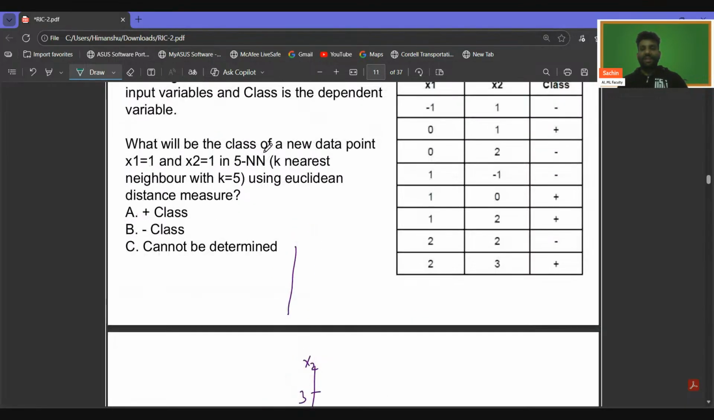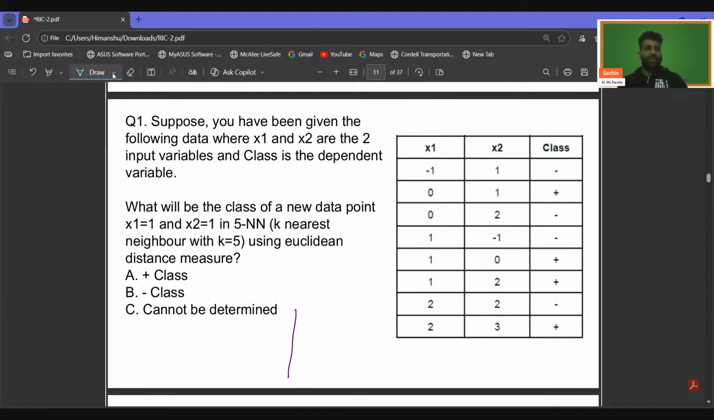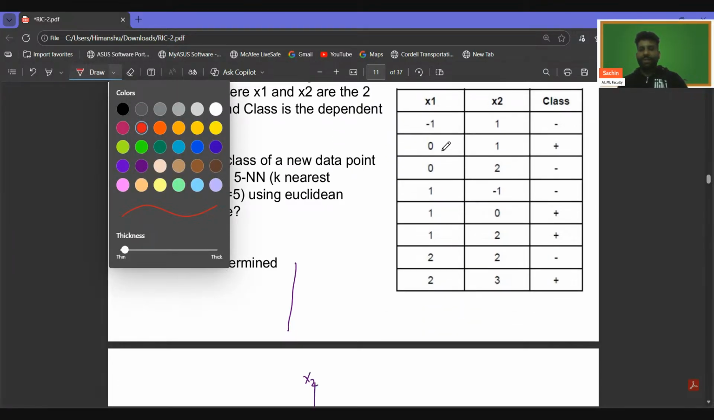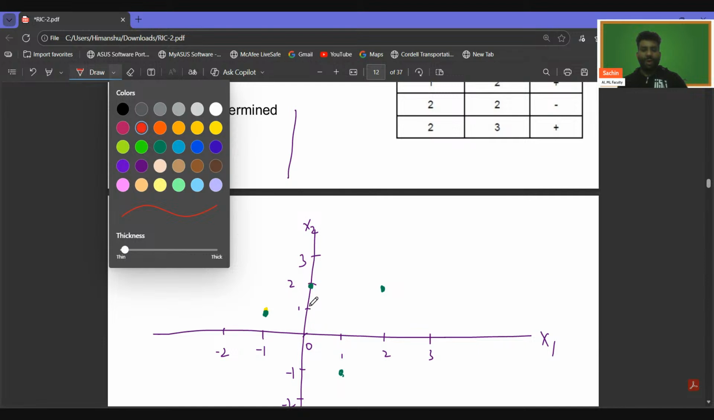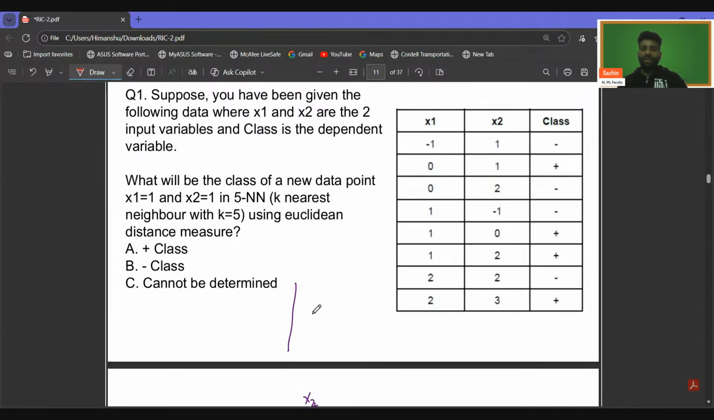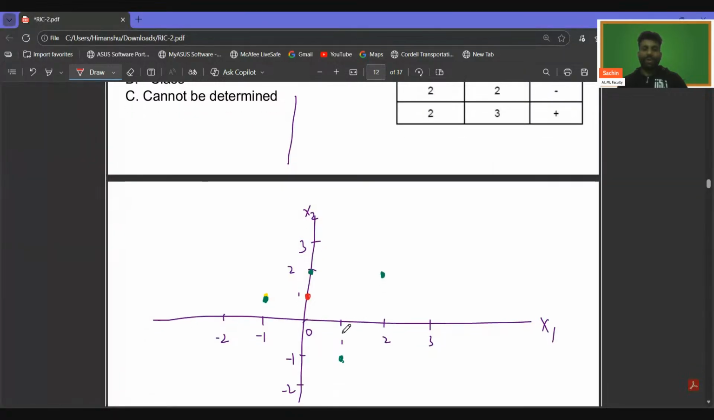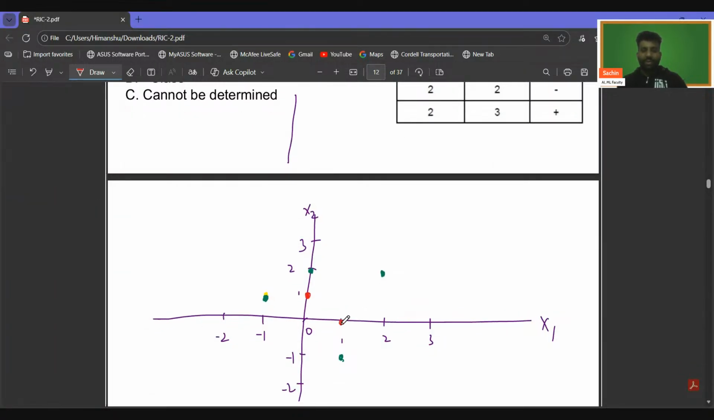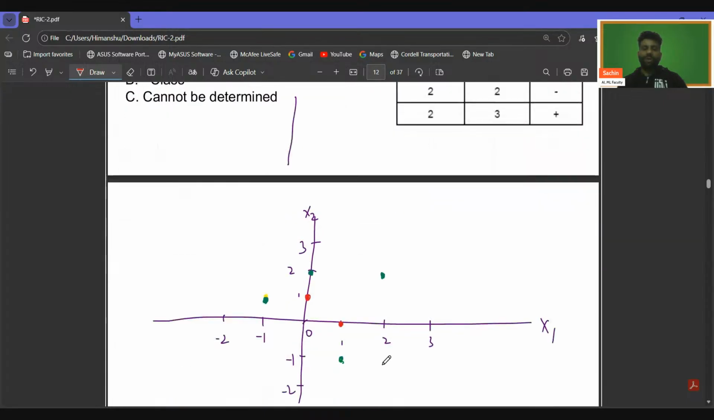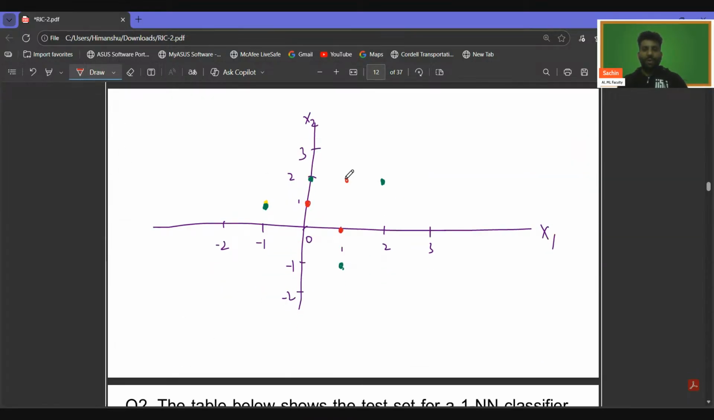Now, what are the rest of the points? That is going to be your positive points. Let me mark 0, 1 is positive. Next, 1, 0 is positive. What's next? 1, 2 is positive.